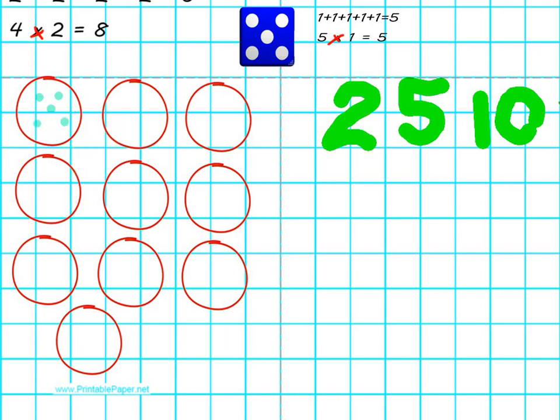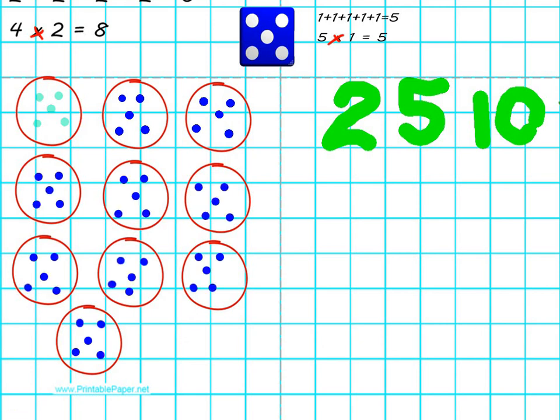I don't know if I love that color. It's kind of hard to see. Go with a different color. 1, 2, 3, 4, 5. 1, 2, 3, 4, 5. Okay, I've got all my dots in there. And now I'm ready to write out my math sentences. And remember, we're writing 2 math sentences. We're showing one math sentence that's the repeated addition and one that's multiplication.